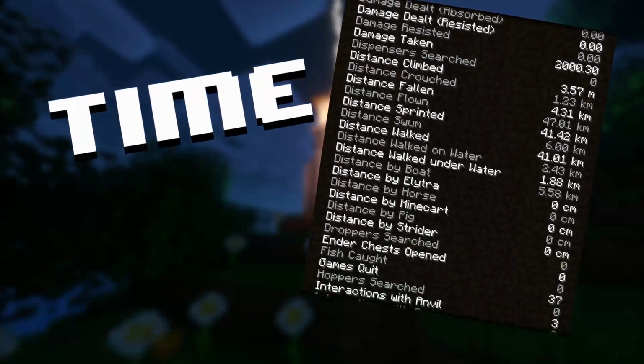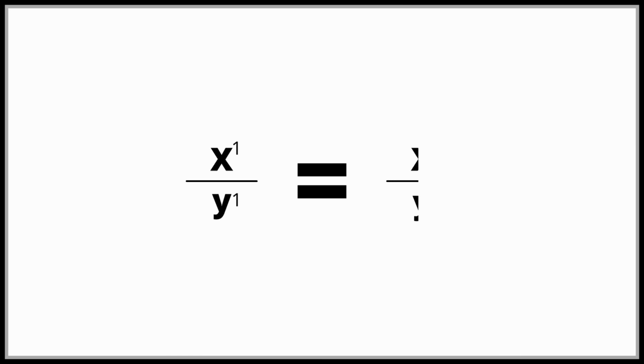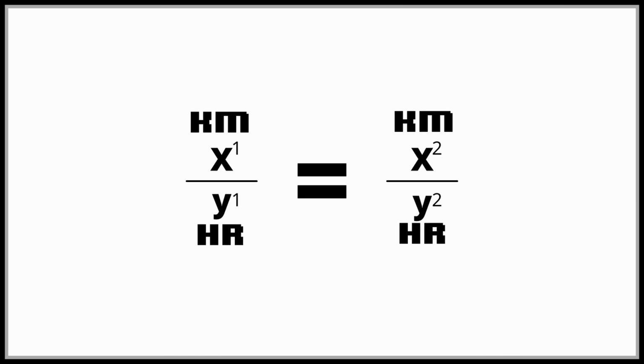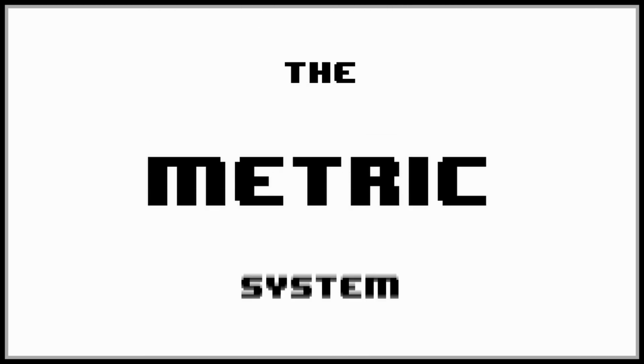The way we are going to get time from these distances is by using a simple proportion. A proportion means we are going to set one fraction equal to another. On top of each fraction, the numbers must be set to the same unit, and the same also applies to the bottom. Since we are going to be solving for hours, we are going to use kilometers per hour since Minecraft is measured using the metric system.